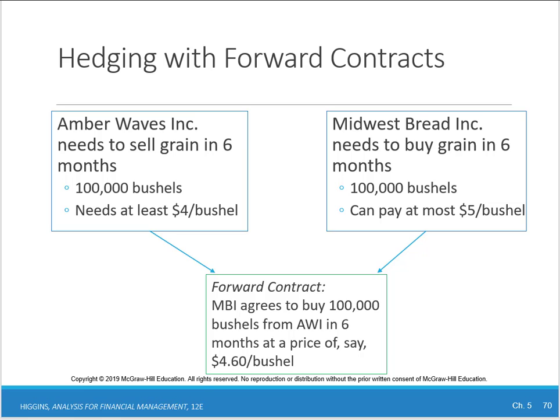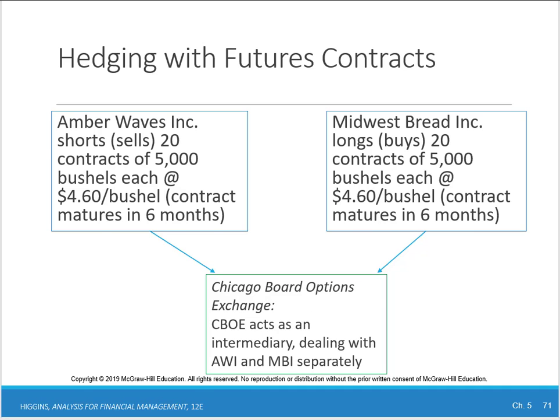Now, a forward contract can be just between these two companies. It might not trade anywhere else. So it's kind of a personal agreement, if you will. A more structured agreement is what's called a futures contract. Now, these can be bought and sold.